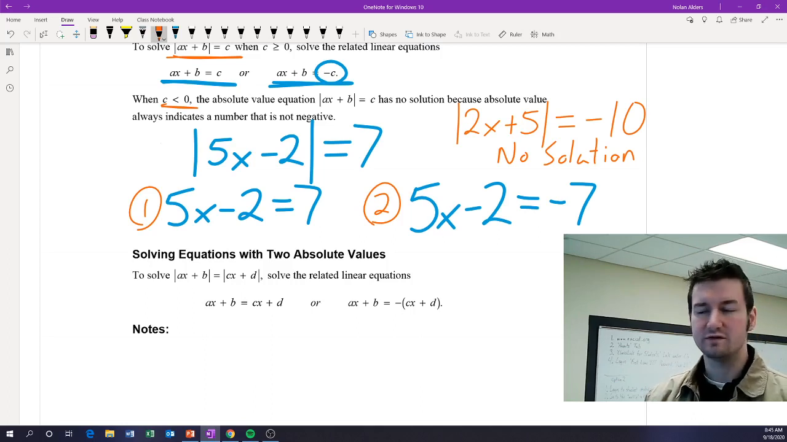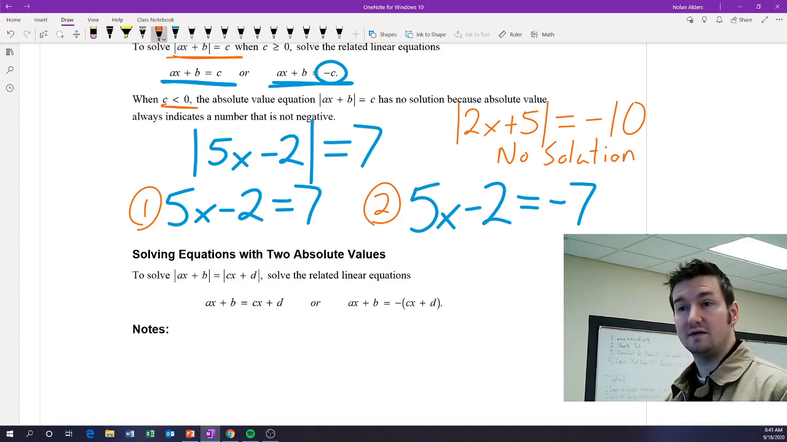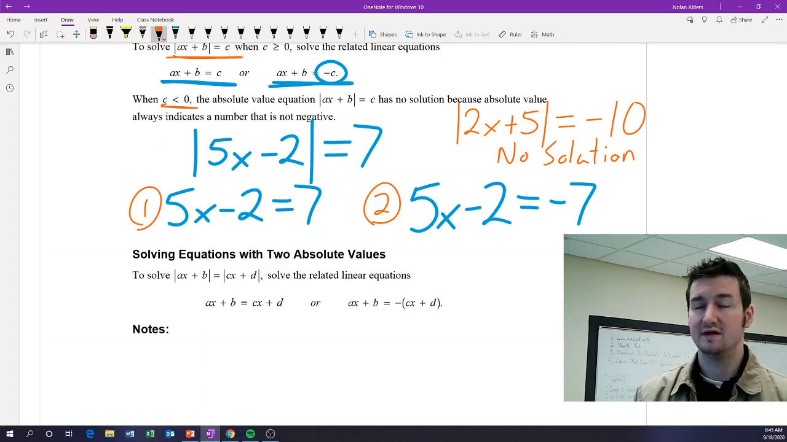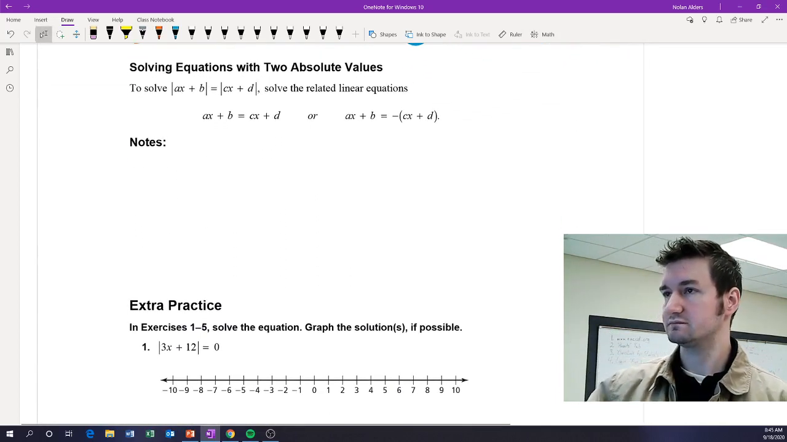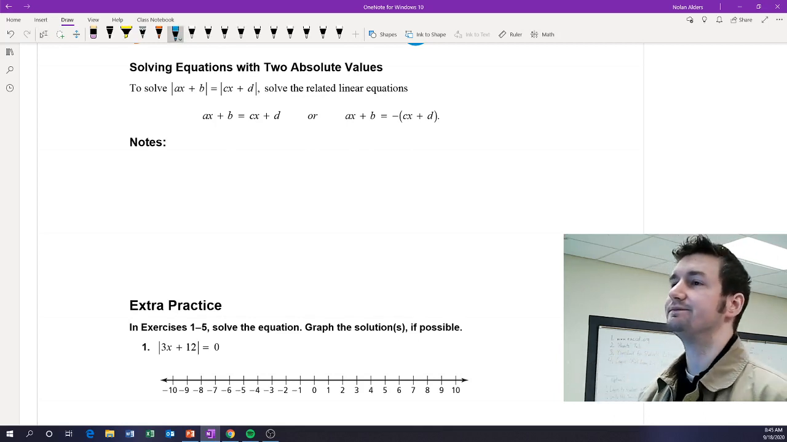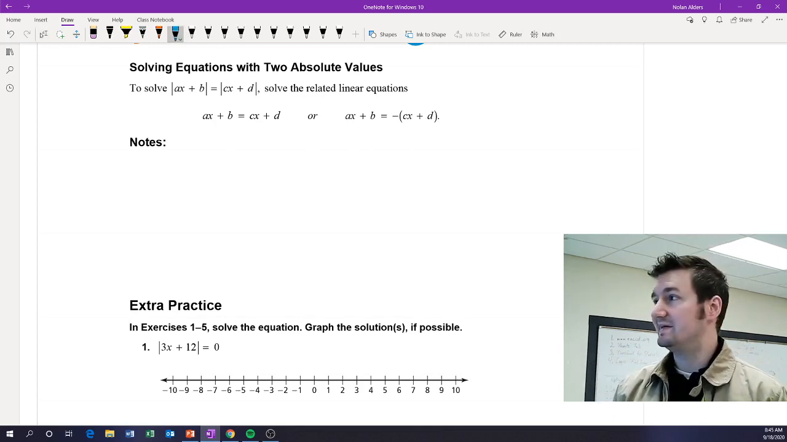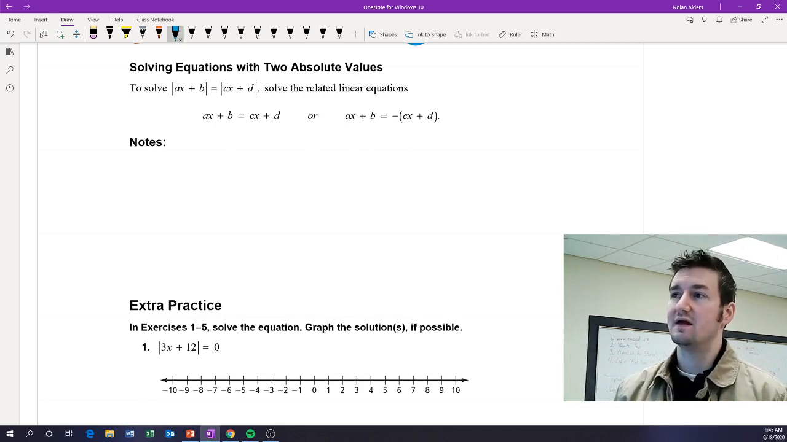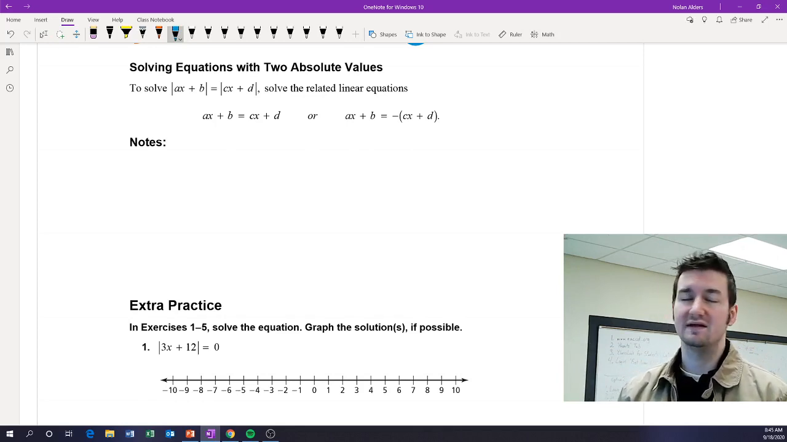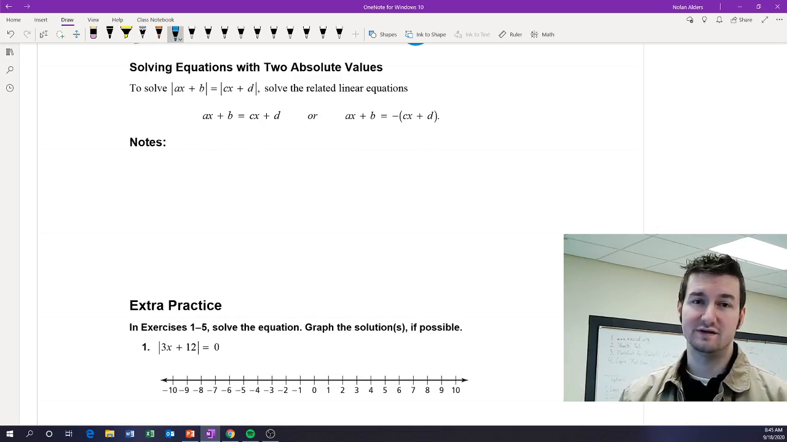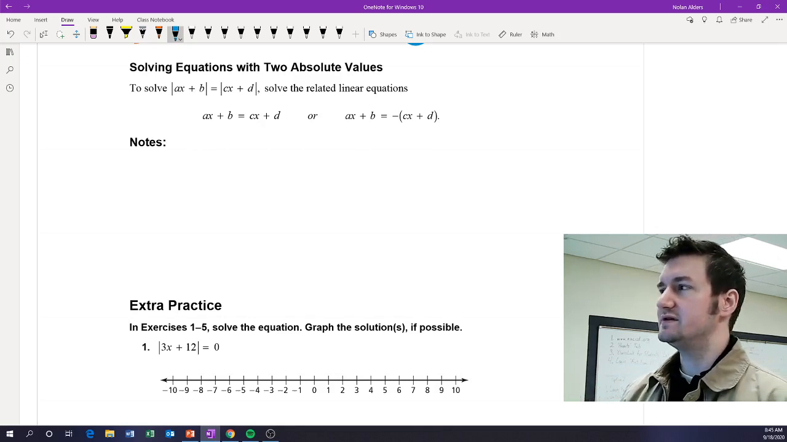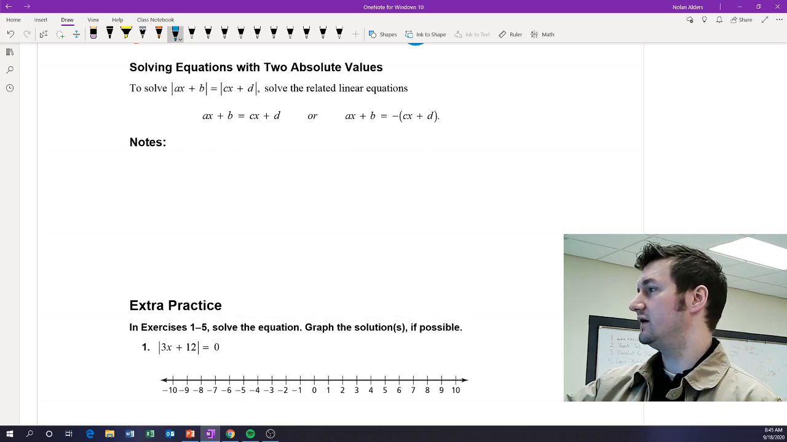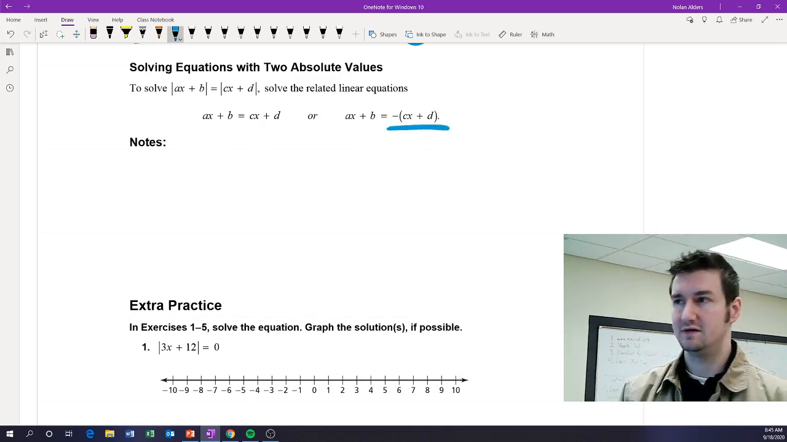Let's look at how we would solve an equation if we had two absolute values. So let's say we have an absolute value on the left side of the equation and an absolute value on the right side. So we've got two pairs of absolute values. Well, it's actually very similar, our process here. We're going to split it again into two separate equations and solve. It's almost exactly the same as the previous when we only had one absolute value in the equation.